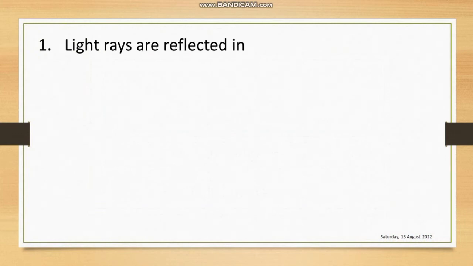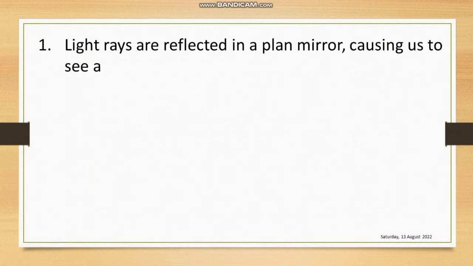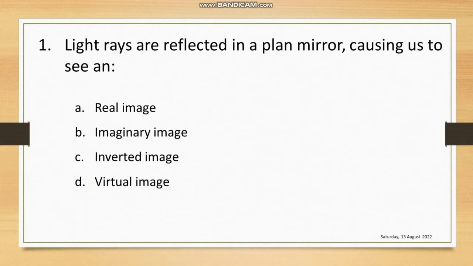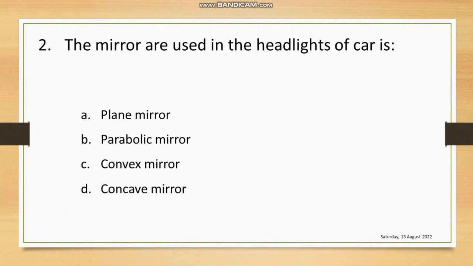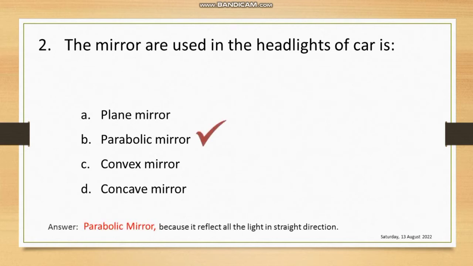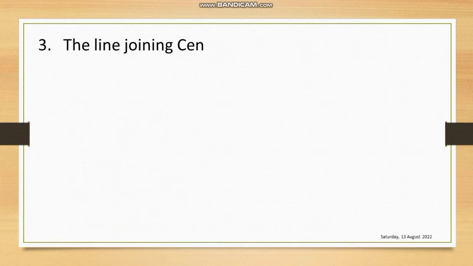Light rays are reflected in a plane mirror causing us to see in. The mirror are used in the headlights of cars. The line joining center of curvature and pole of spherical mirror known as.